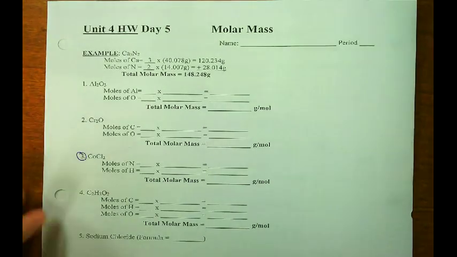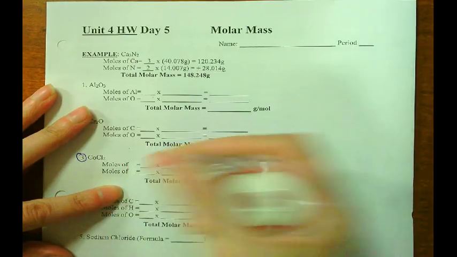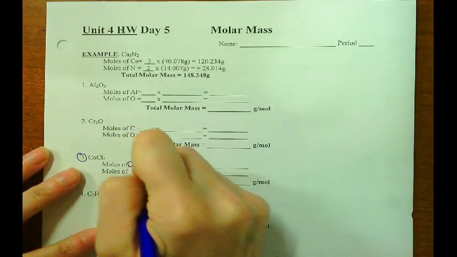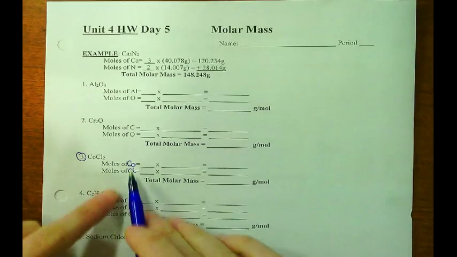And we've got a little typo here, so I'm going to go ahead and correct this. This one says moles of N and moles of H. That would definitely be moles of cobalt, Co, and moles of chlorine, Cl, because those are my 2 elements in cobalt chloride, cobalt 2 chloride.